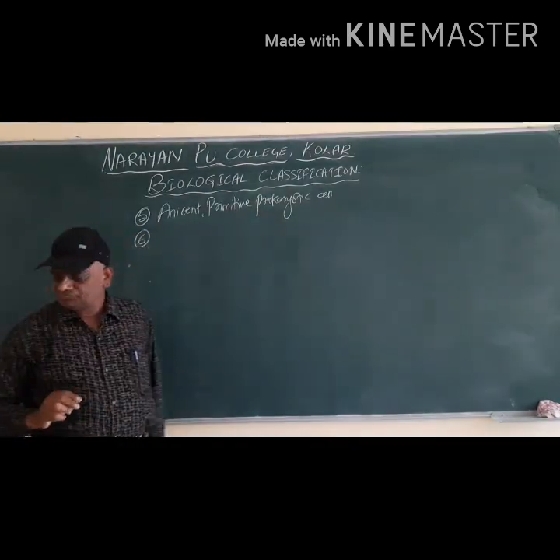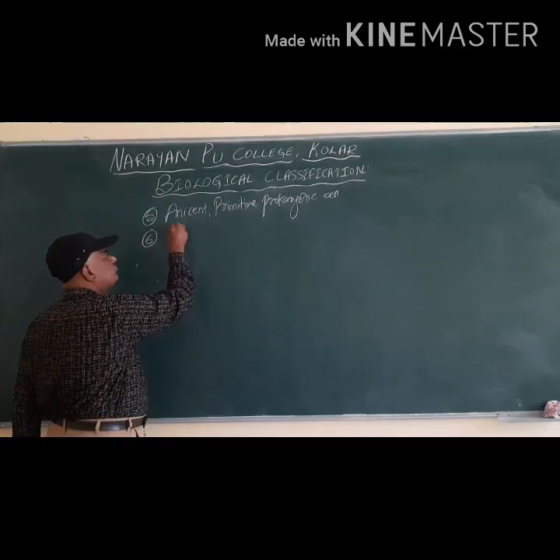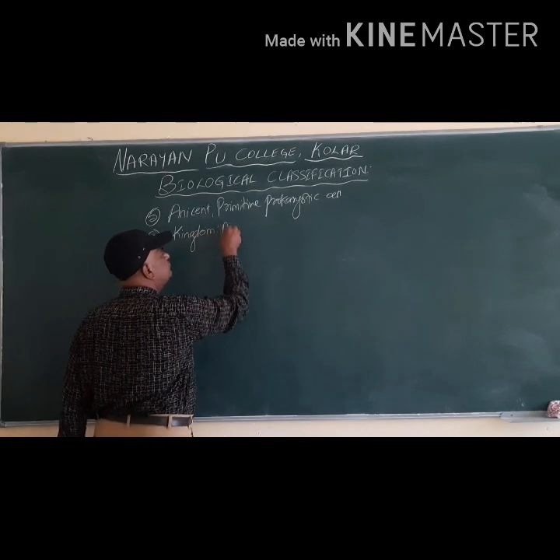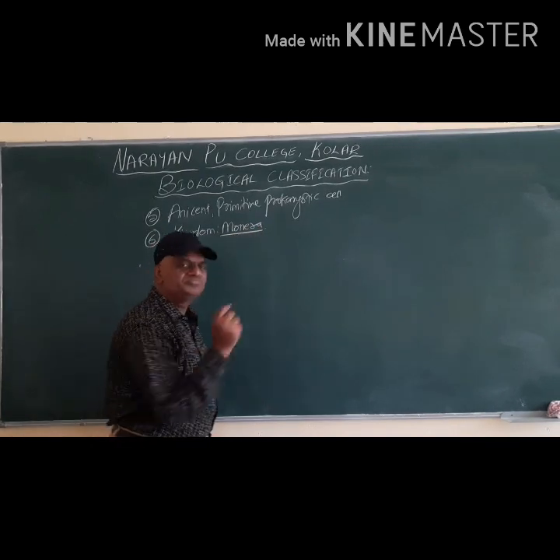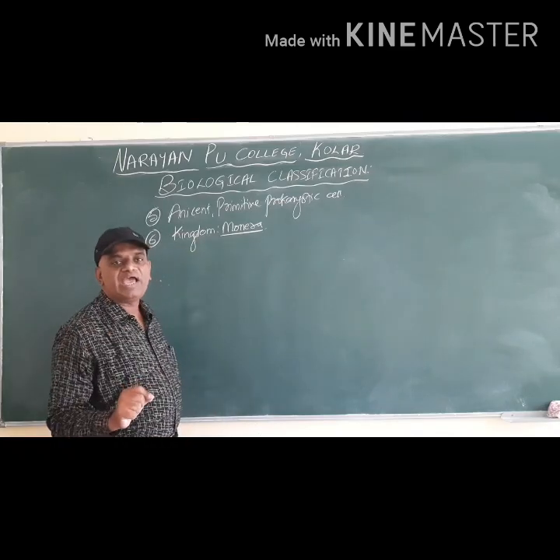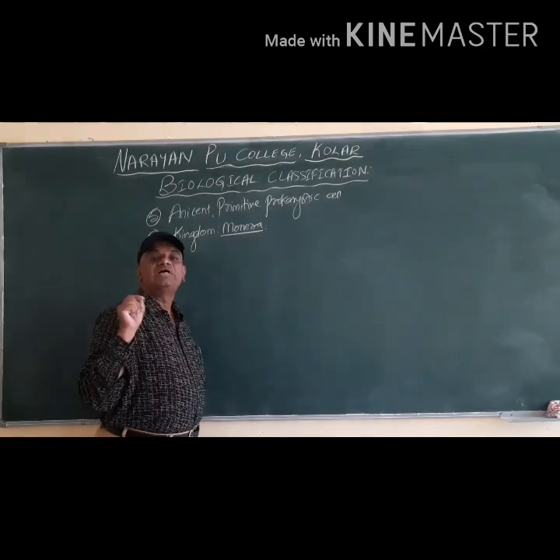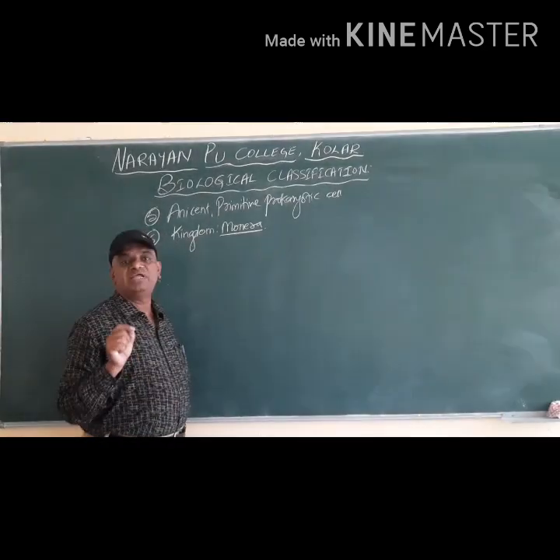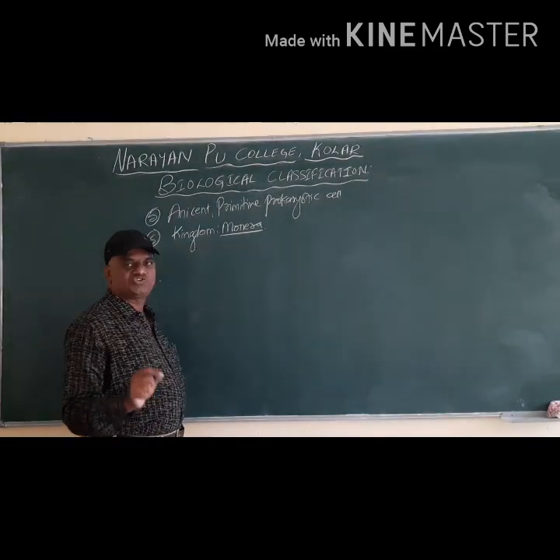In the next question, explain the characters of Monera. In kingdom Monera, all the living organisms are microscopic, prokaryotic, unicellular organisms. This is the first point. And next, the kingdom Monera may live solitary, colonial, or in filamentous form.